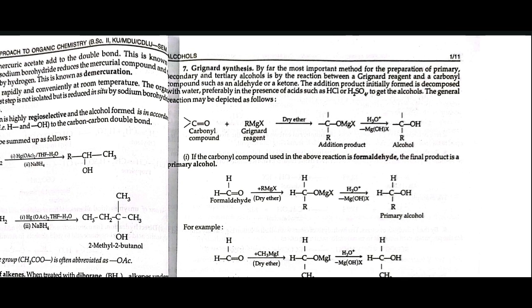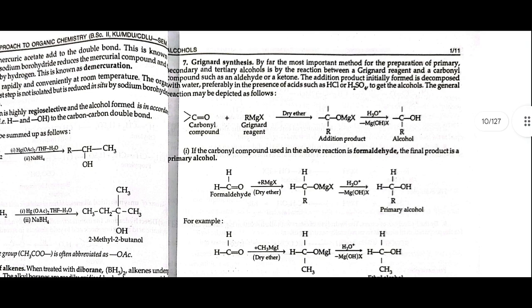7. Grignard synthesis. By far the most important method for the preparation of primary, secondary, and tertiary alcohols is the reaction between a Grignard reagent and a carbonyl compound such as an aldehyde or a ketone. The addition product initially formed is decomposed with water, preferably in the presence of acids such as HCl or H2SO4, to get the alcohols. The general reaction may be depicted as follows.